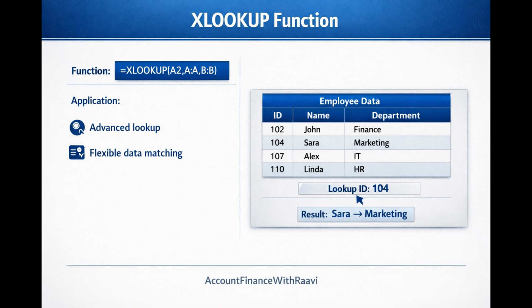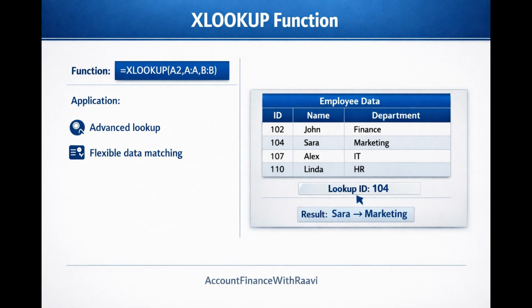So if you want to match the data, flexible data matching, then we will be using this particular advanced lookup. So how do we execute this advanced lookup in Excel? You can see the syntax in this chart. Suppose here there is an example.